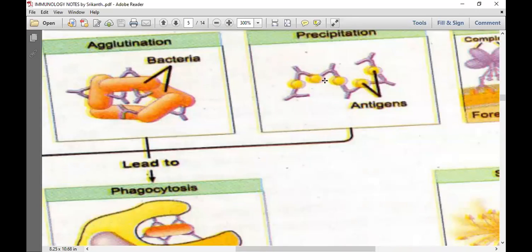Imagine this is a syphilis bacteria. With syphilis bacteria, the antigen antibody complex forms a precipitate, a powder-like small substance we see.